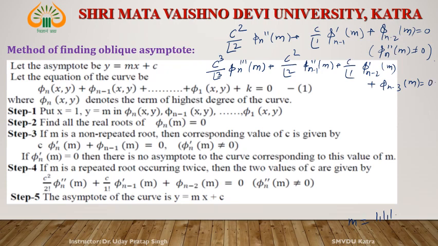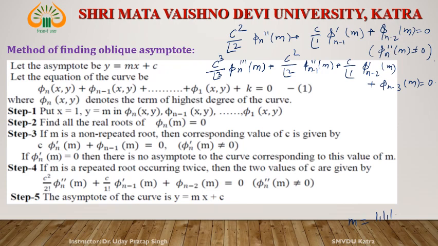Similarly, if m is repeated 4 times, then c to the 4 by factorial 4 phi n 4 dash m, plus c cube by factorial 3 phi n minus 2 triple dash m, plus c square by factorial 2 phi n minus 2 double dash m, and c by factorial 1 phi n minus 3 m dash, plus phi n minus 4 m is equal to 0, right?